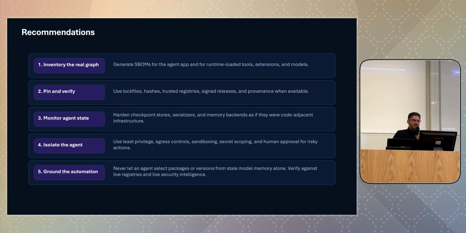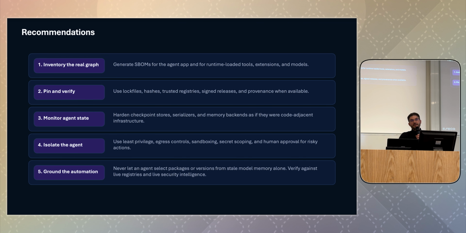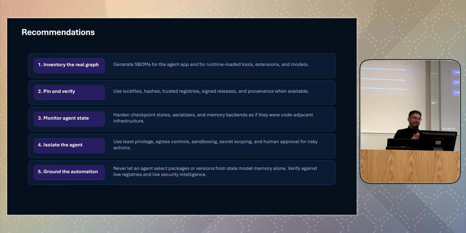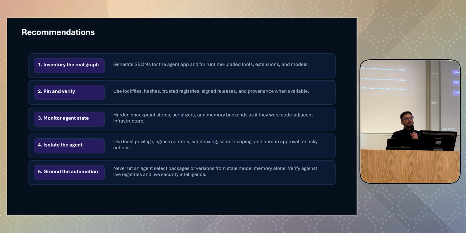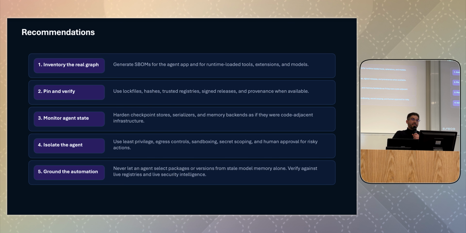So to finish, some recommendations. It is important to still keep an inventory of the real graph from the application that you are developing. It is very important to pin and verify your dependencies, at least to have an understanding of what's going on behind the scenes. It is important to monitor the agent's state. This is, I would say, the key thing: to try to put as many guardrails as possible on the tools that they can access, and on whether they are allowed to execute code in certain environments or not. And the way is to isolate them.